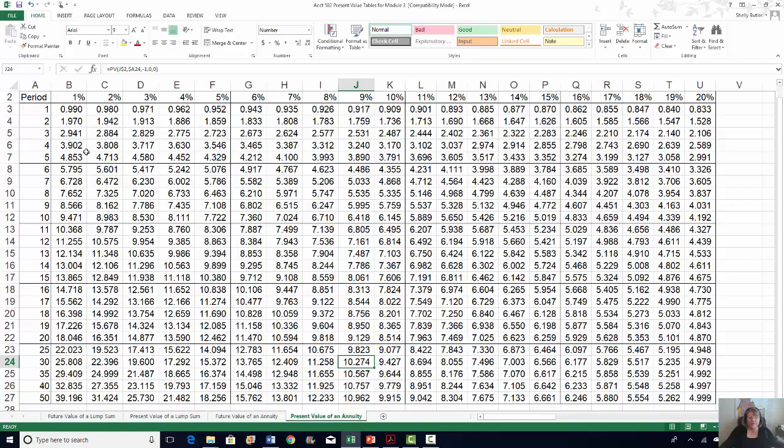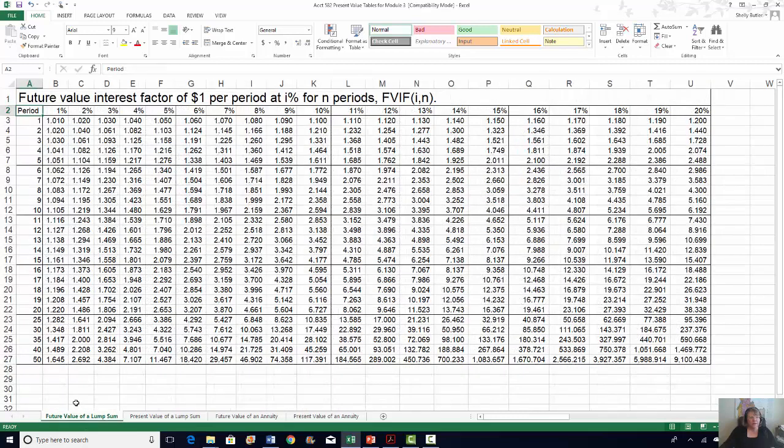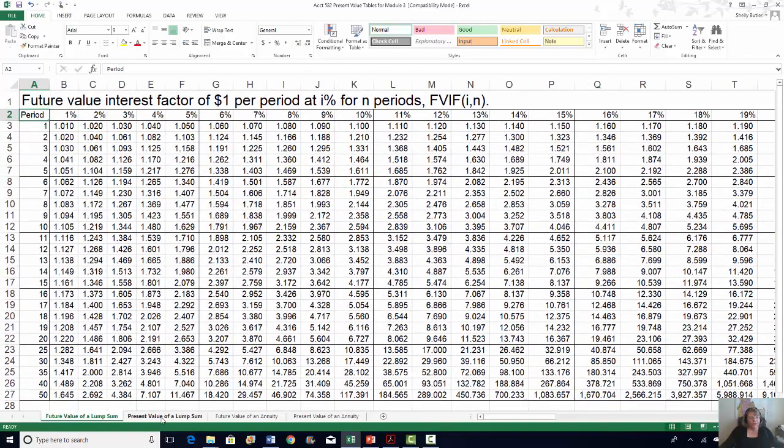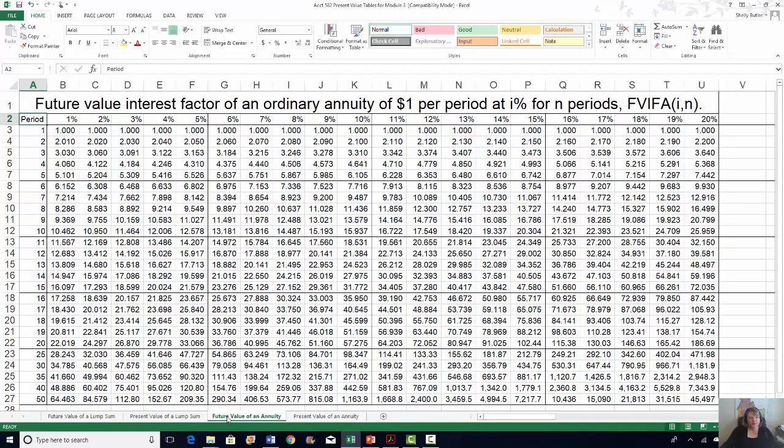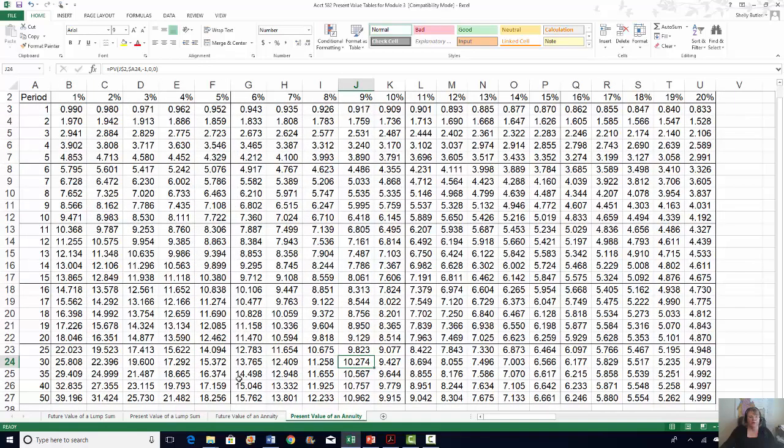And what I did is, this is just in a spreadsheet. So we've got future value of a lump sum, and this, I can make that bigger. We've got present value of a lump sum. So this is just one. Future value of an annuity. These are the payments, okay? And then present value of annuity.